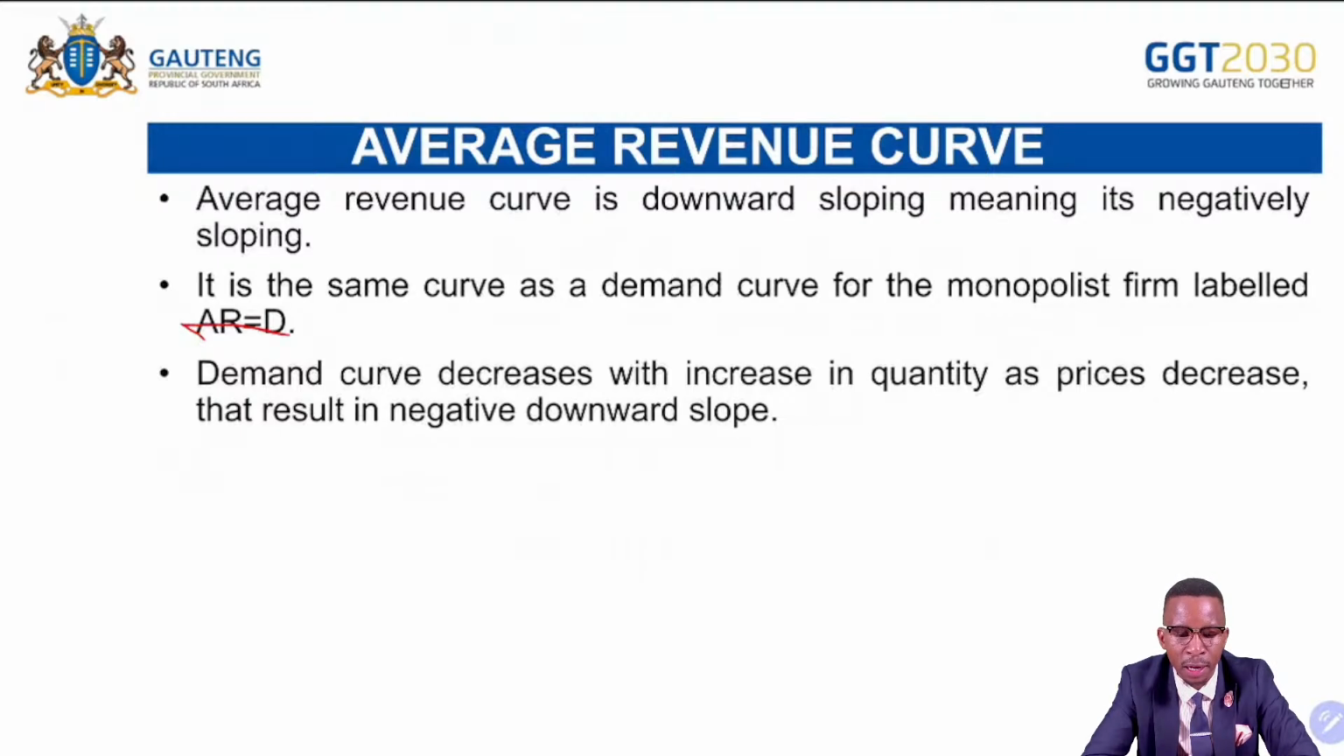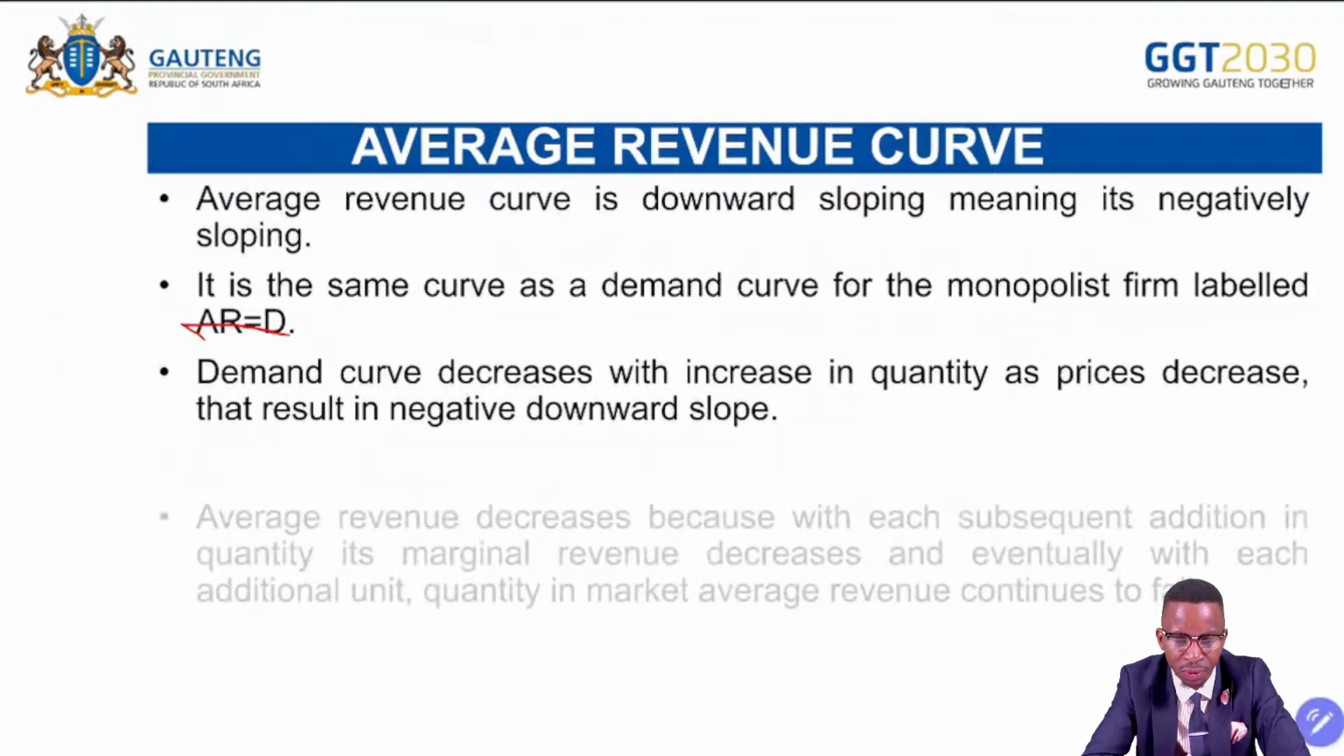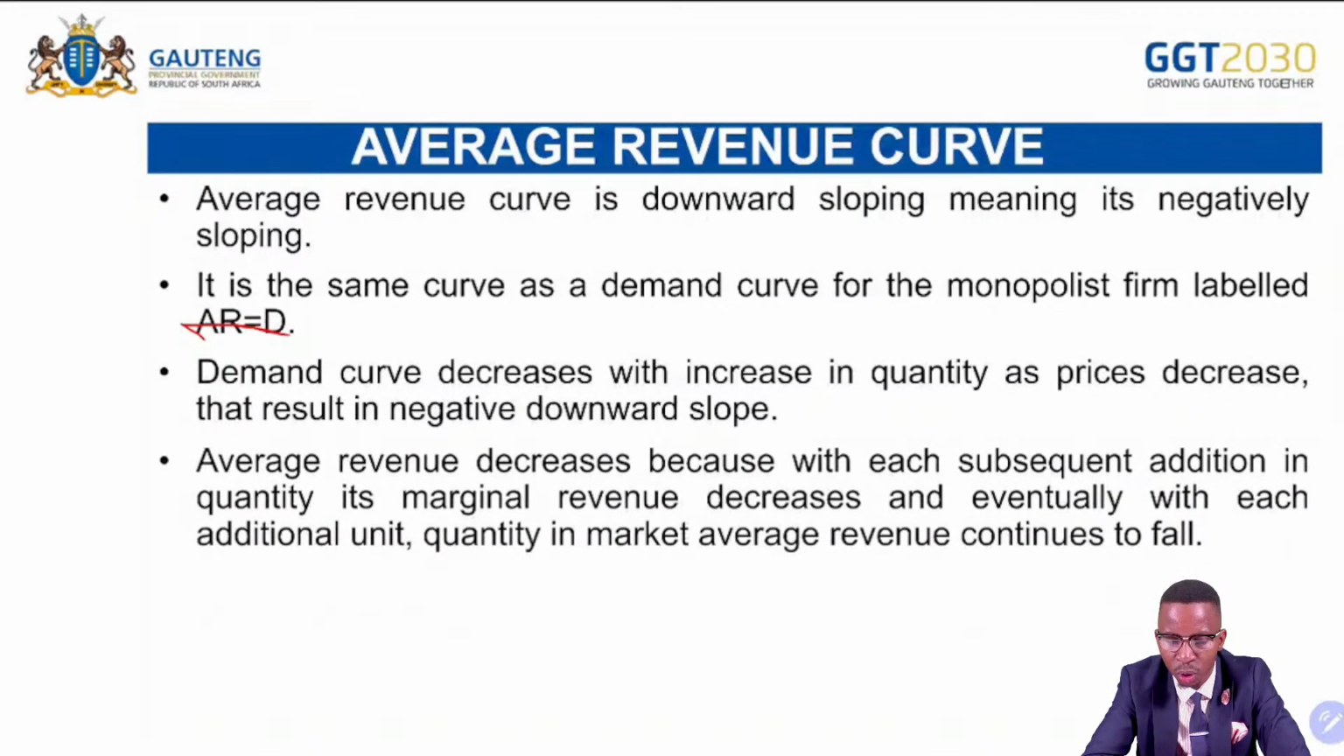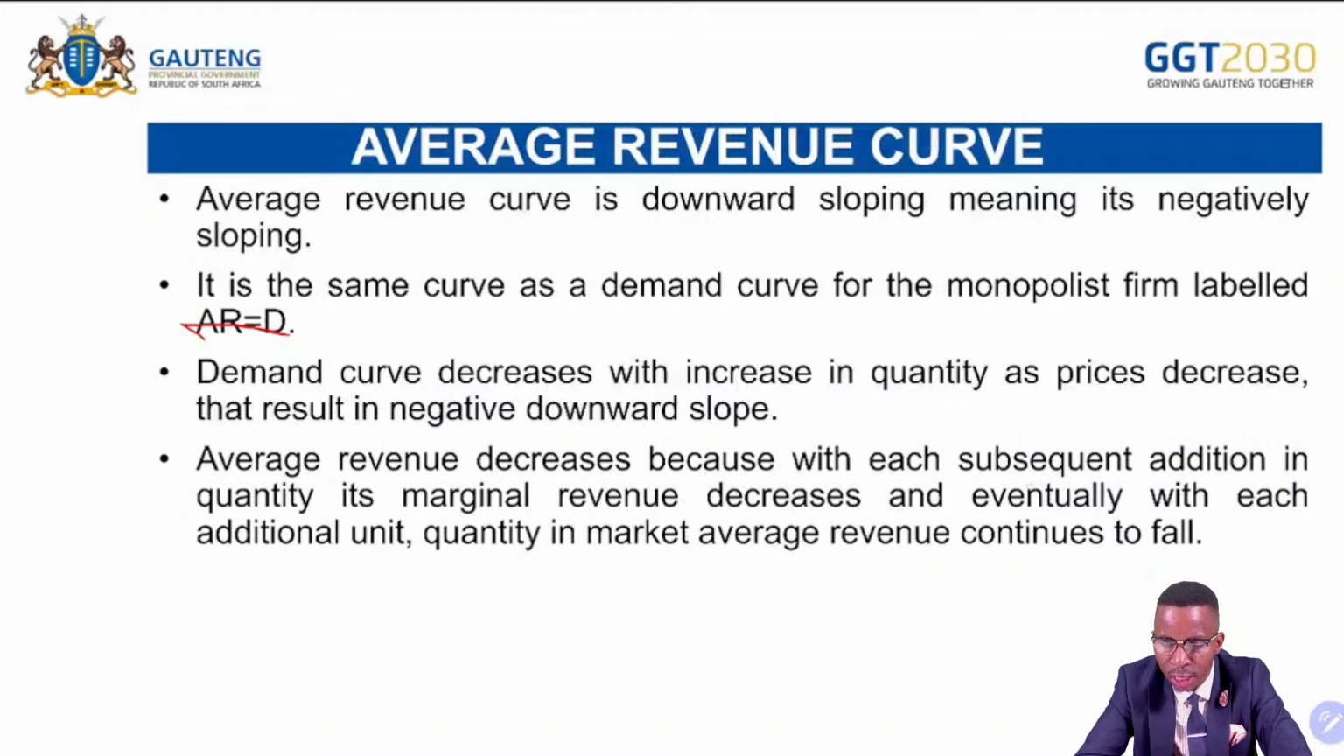Remember, as the quantity that has been sold increases, that means the demand curve must also be sloping down because the firm will be lowering the price. If ever the quantity decreases, that will mean the firm has increased the price, then the quantity decreases. That's why we say the demand curve is negatively sloping, the same as average revenue. Average revenue decreases because with each subsequent additional quantity, marginal revenue decreases, and eventually with each additional unit of quantity in the market, average revenue continues to fall.